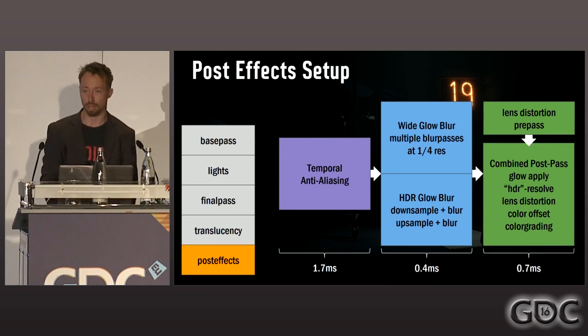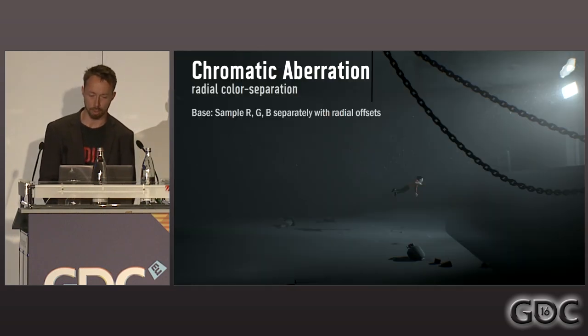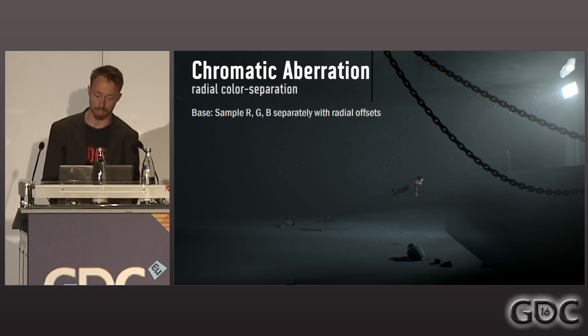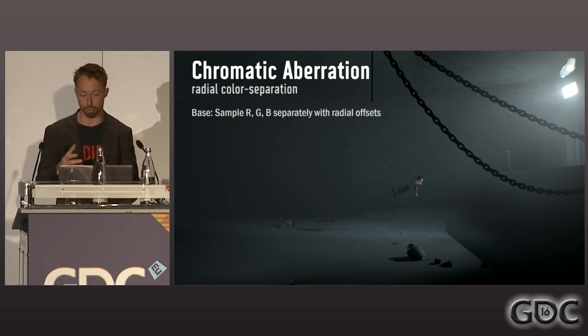We then have a combined post-effects pass that applies the glow and does this HDR resolve I was talking about before, some lens distortion, some color offset and color grading. I'll talk a little bit more about that. So the chromatic aberration, like this lens red, green, blue offsets, most of the time we do it like most other games, where we just sample red, green, and blue separately with a little bit of radial offset.